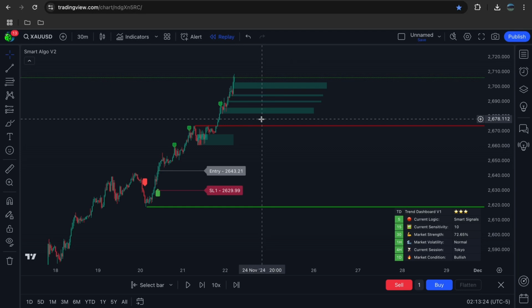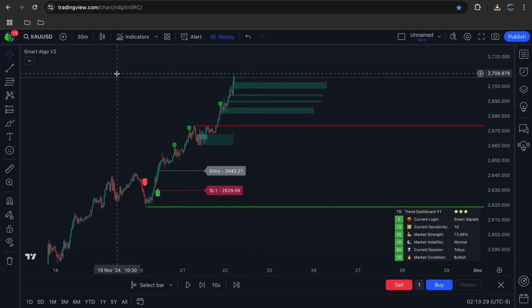By layering these confirmations, you can build a more robust trading strategy that's based on solid evidence rather than guesswork.